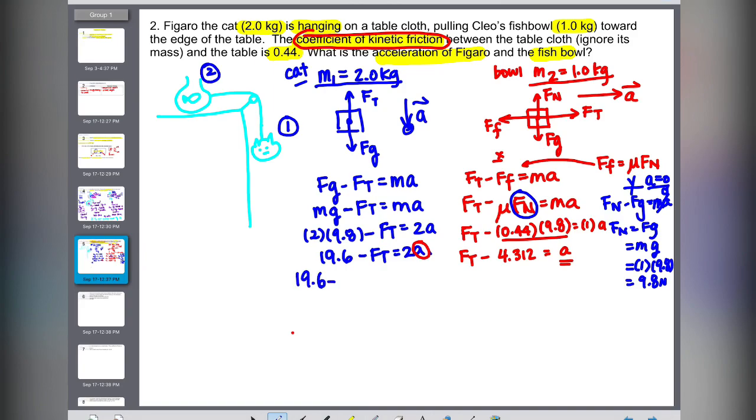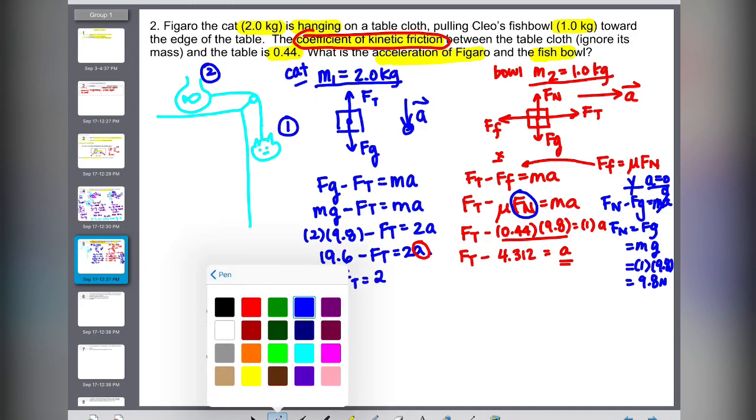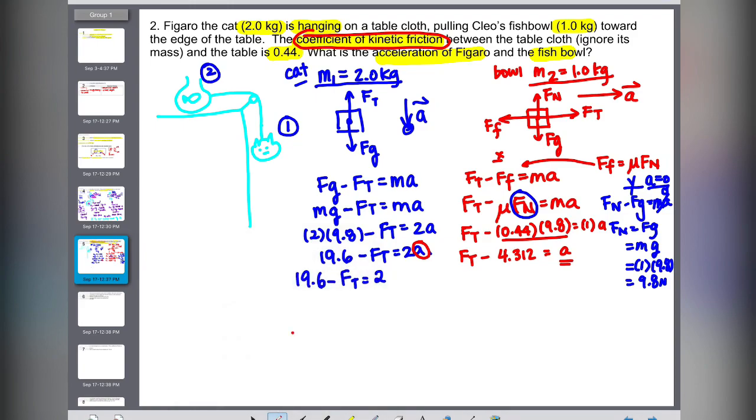This one, blue. So I have 19.6 minus Ft equals 2 times whatever a equals to. a is Ft minus 4.312, close the bracket. So I've substituted a from the other equation, and because this is a bracket, I have to expand it out.